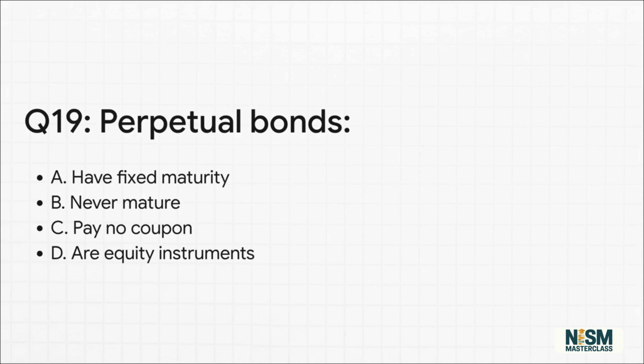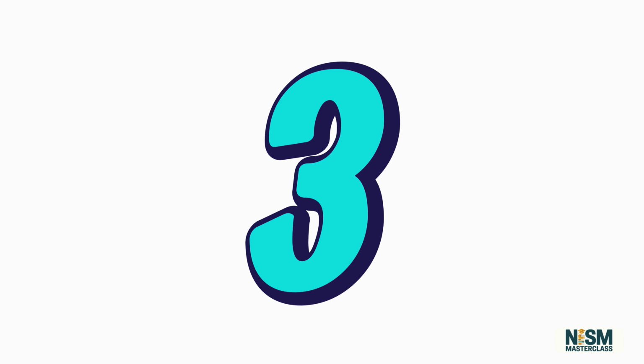Question 19. Perpetual bonds. A. Have fixed maturity. B. Never mature. C. Pay no coupon. Or D. Are equity instruments. Pause now if you need more time.